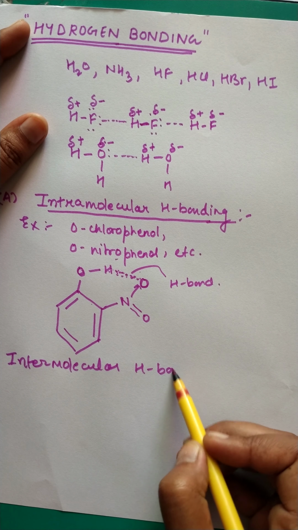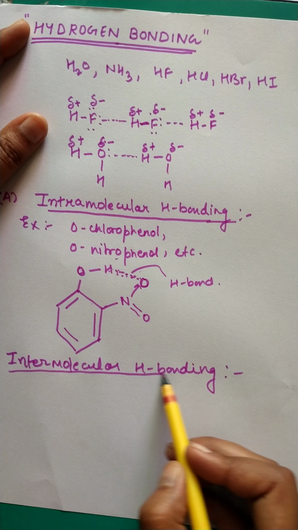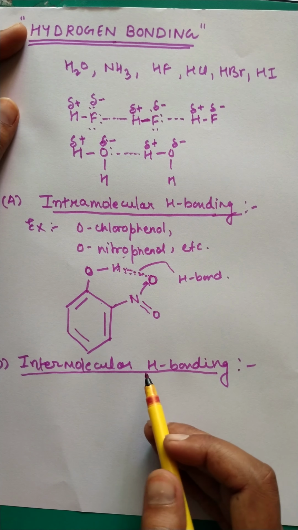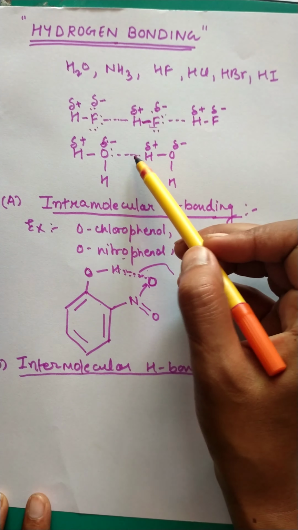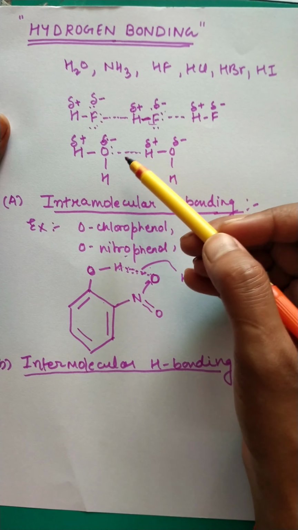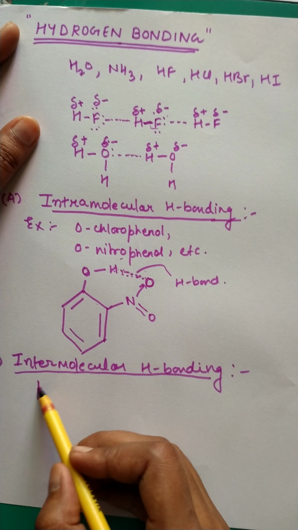Intermolecular hydrogen bonding is the type of hydrogen bonding which is found between different molecules. Like we have taken the example here, different molecules are there, and in these different molecules hydrogen bonding is there. So this is the intermolecular hydrogen bonding. Similarly here also intermolecular hydrogen bonding is there. Let's take the example of para-nitrophenol.